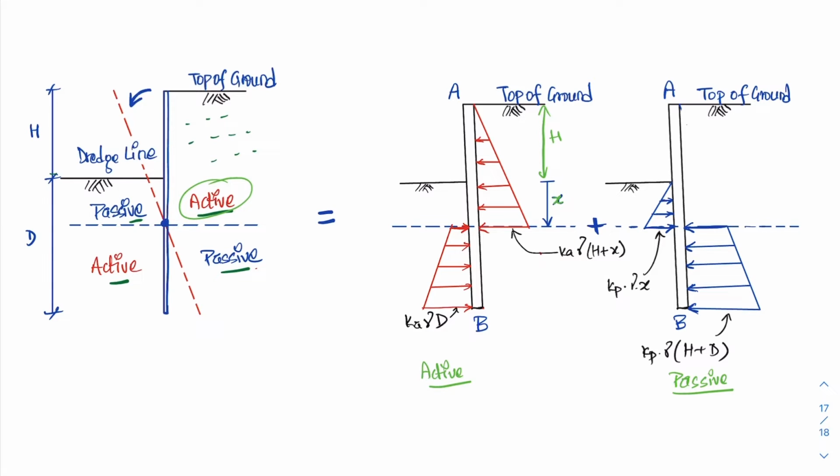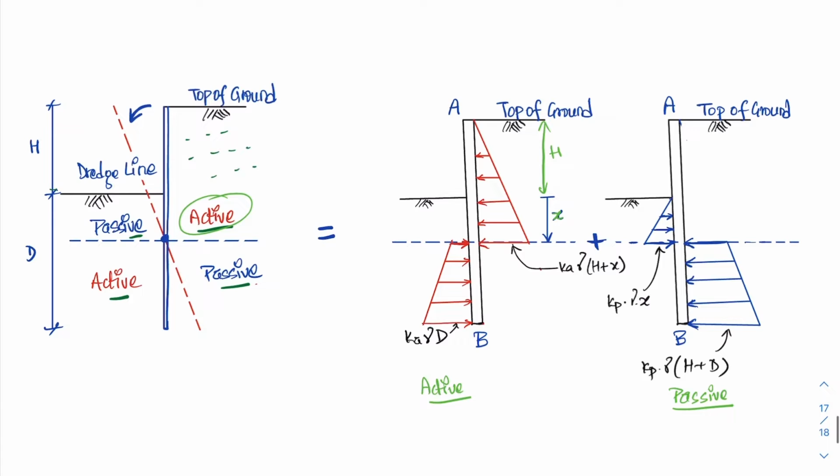So this portion of the soil is in active, so the earth pressure intensity at the bottom right here will be Ka gamma (h plus x). Similarly, this portion of the soil is in active pressure, so it will start from something, and it's not going to be 0 at this depth because we have a depth of x. So this will be Ka gamma x, and the one at the bottom will be Ka gamma d, because this is the embedment depth, which is at depth d. So this is the active pressure distribution in a sheet pile.